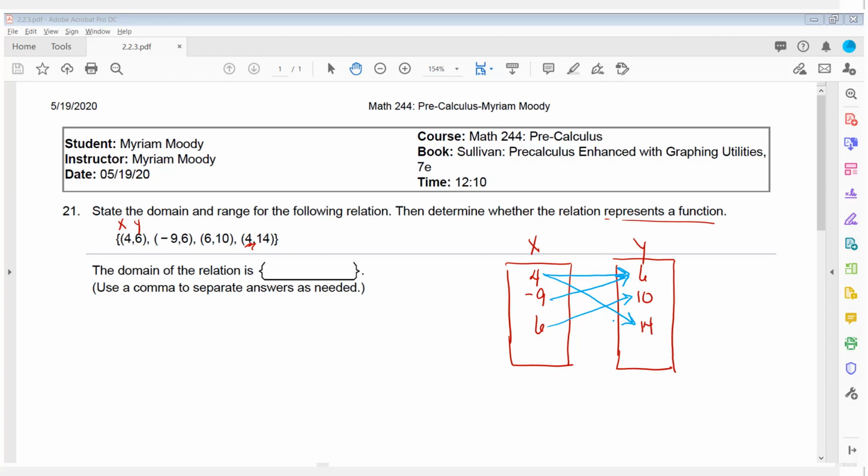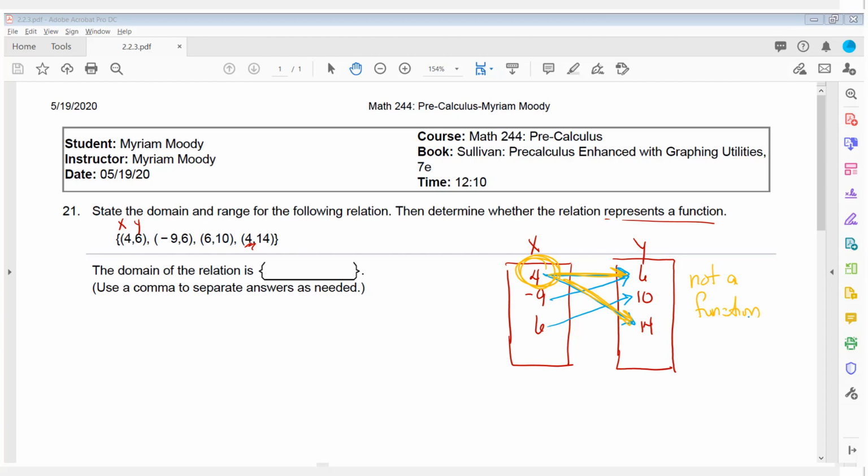Okay. So the question is, does every input go to exactly one output? Yeah, I think some of you said it. No, it doesn't. It fails here at the 4, doesn't it? 4 goes to 6, but it also goes to 14. So this is not a function.